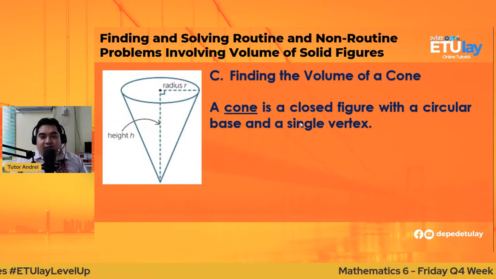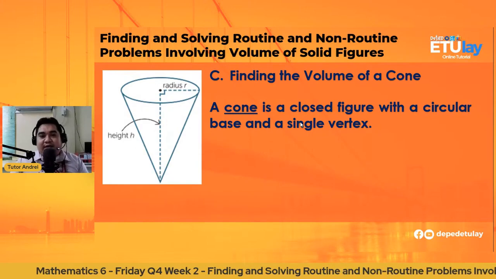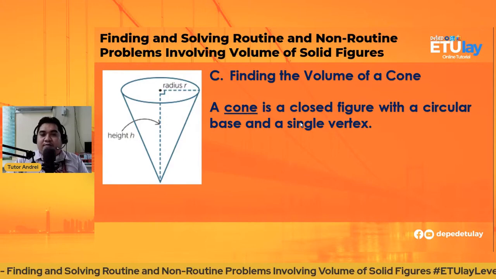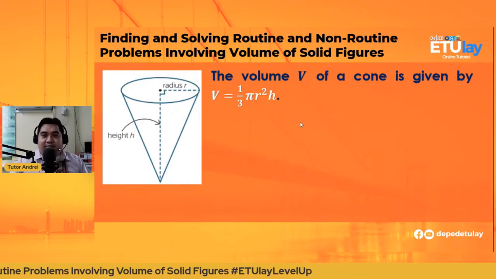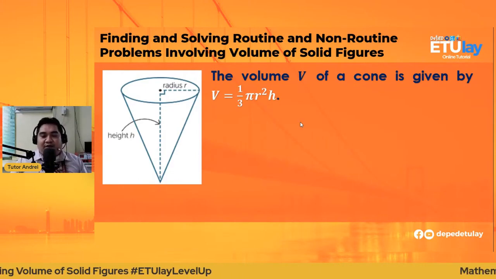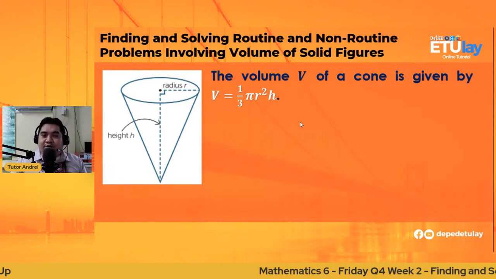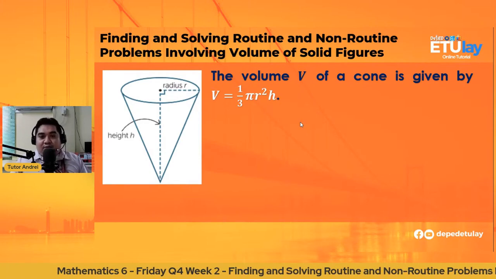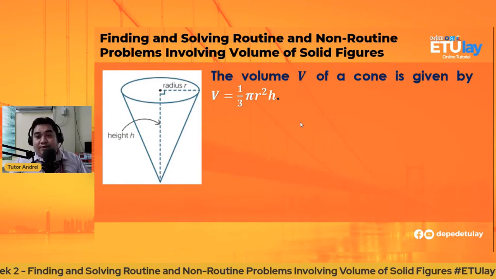Okay, so of course, recalling our concept on finding the volume of a cone. So a cone is a closed figure with a circular base and a single vertex. Ayan, as you can see on our screens right now. Okay, so how do we find again the volume of a cone? So the volume of a cone is given by the formula volume equals 1/3 times pi times r squared times h. So if you recall what you have learned last week, the volume of the cone is just 1/3 the volume of the cylinder.